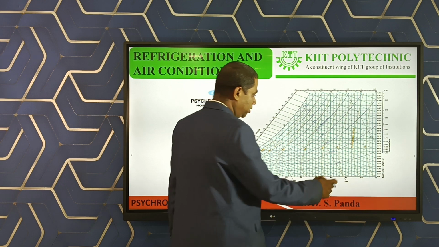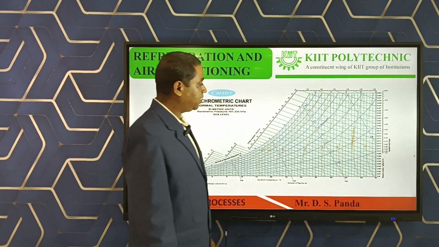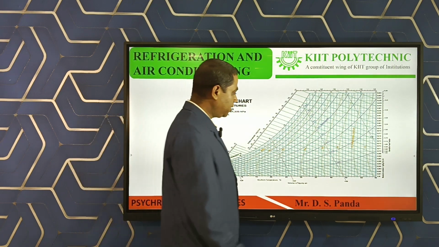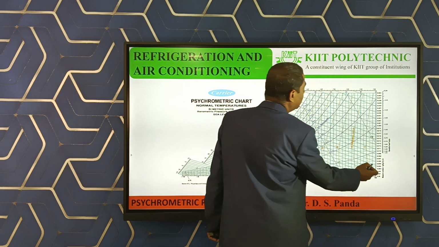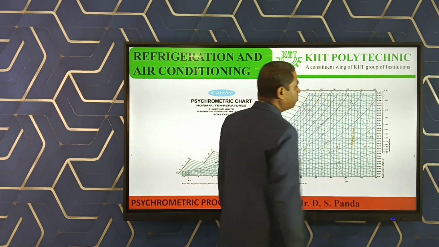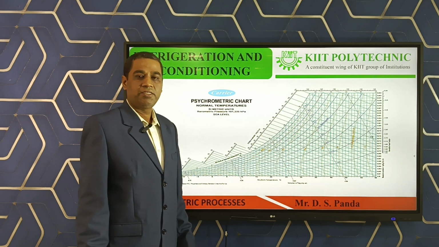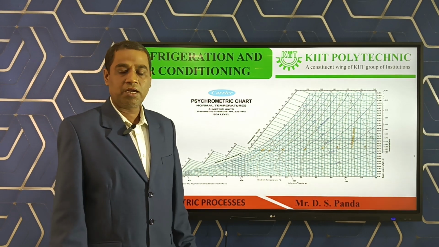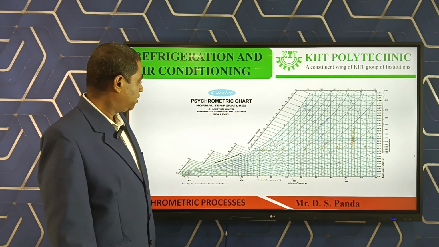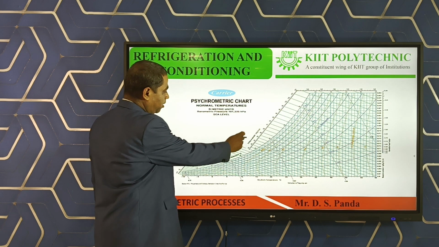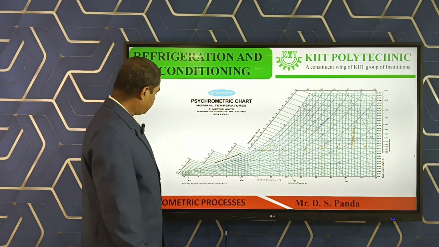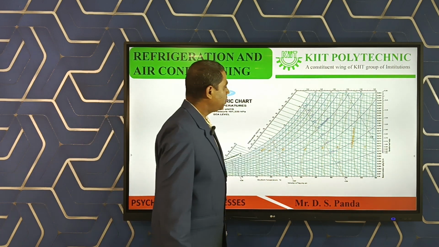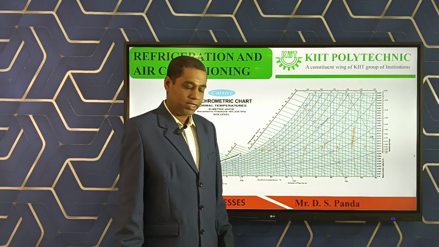It starts from 0.001 kg per kg of dry air, or 1 gram per kg of dry air, up to 0.033 kg per kg of dry air. If we convert, it is 33 gram per kg of dry air. And here is the specific enthalpy. It starts, suppose 5, 10, 15 and up to 115 kilojoule per kg of dry air.